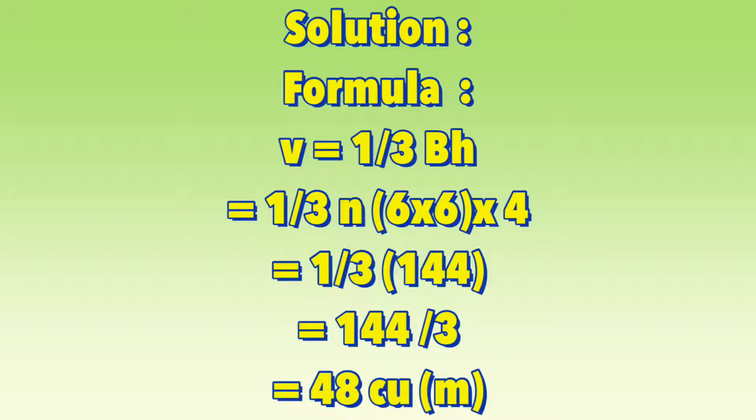Then 144 times 1 equals, volume equals 144 divided by 3. So the volume now equals 48 cubic meters.